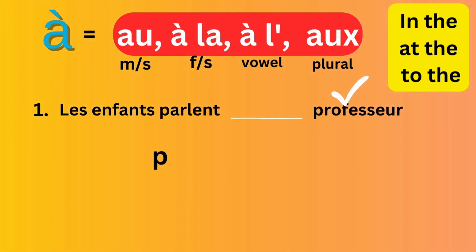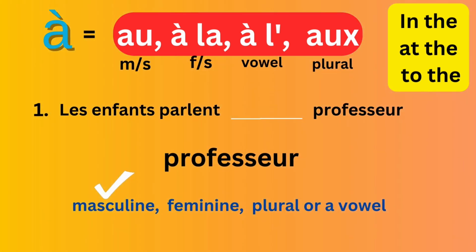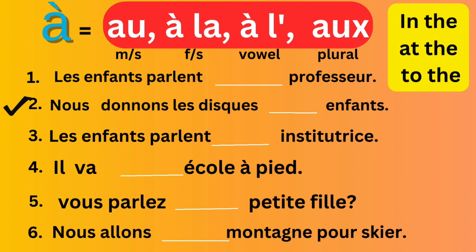So the word next to the dash is professeur. You have to look whether the word is masculine, feminine, plural, or begins with a vowel. As we know, professeur is masculine singular, so we write here au. Therefore, the sentence in French is les enfants parlent au professeur. The children speak to the professor. Let's move to the next sentence.